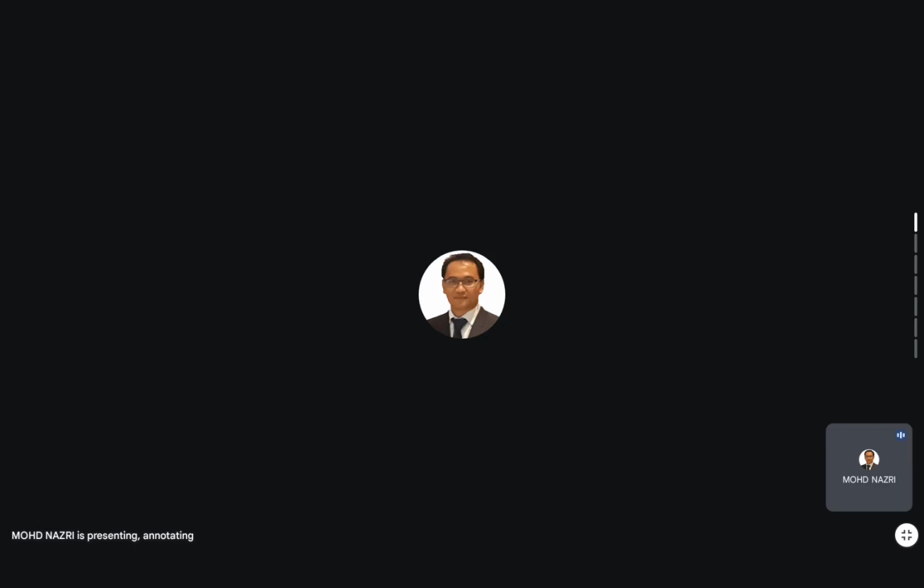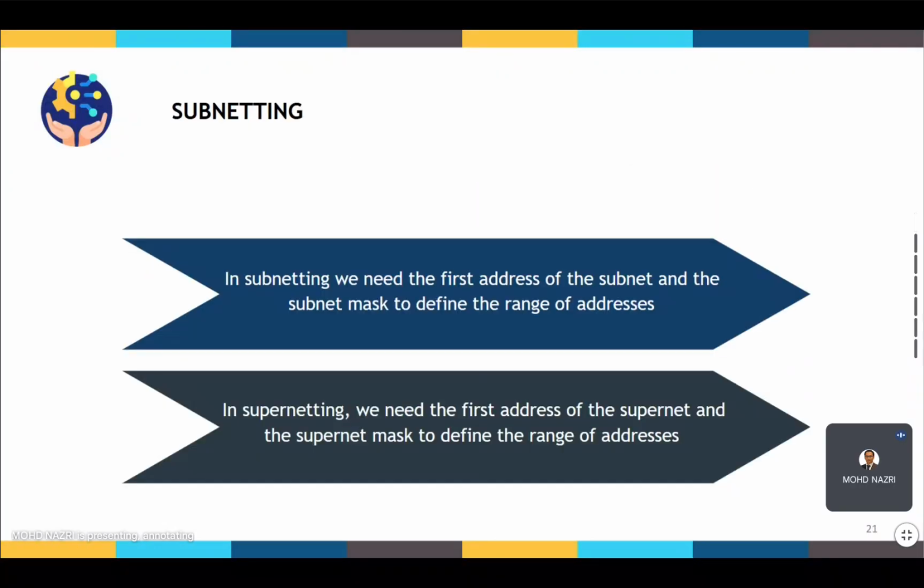What is subnetting? There are two concepts: subnetting, which we normally do in a local network, and supernetting, which we normally design for the internet IP addresses. In subnetting, we need the first address of the subnet and the subnet mask to define the range of addresses. In supernetting, we need the first address of the supernet and the supernet mask.